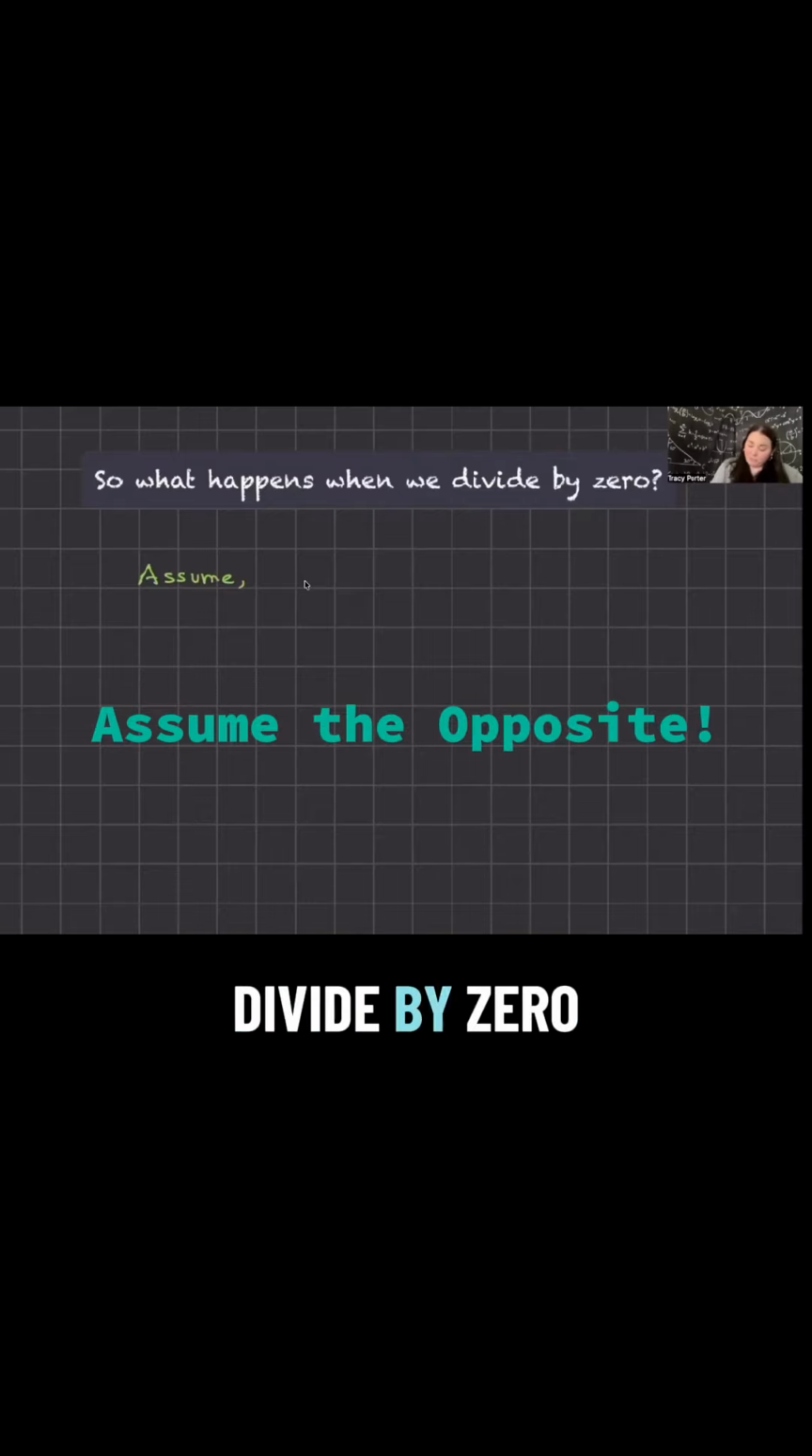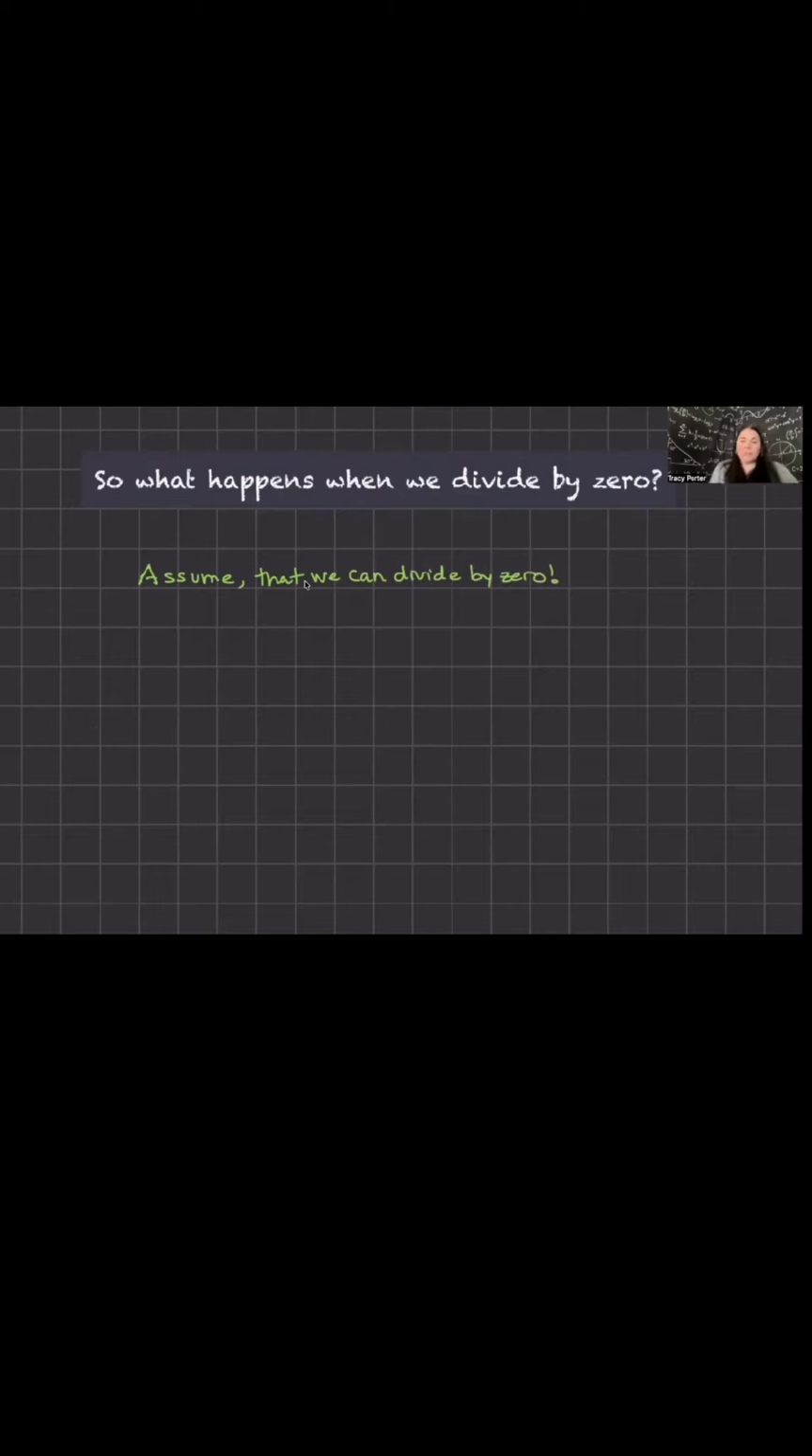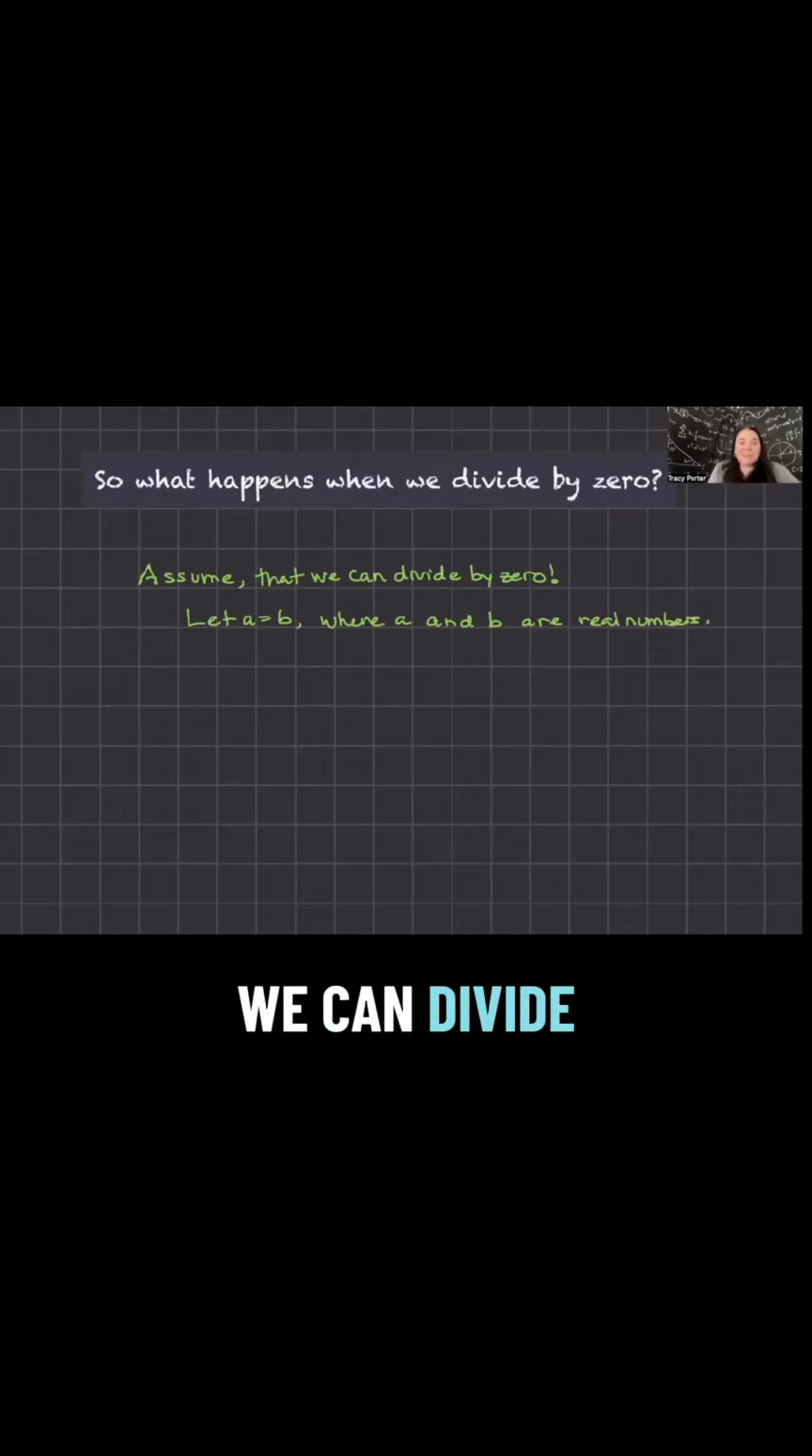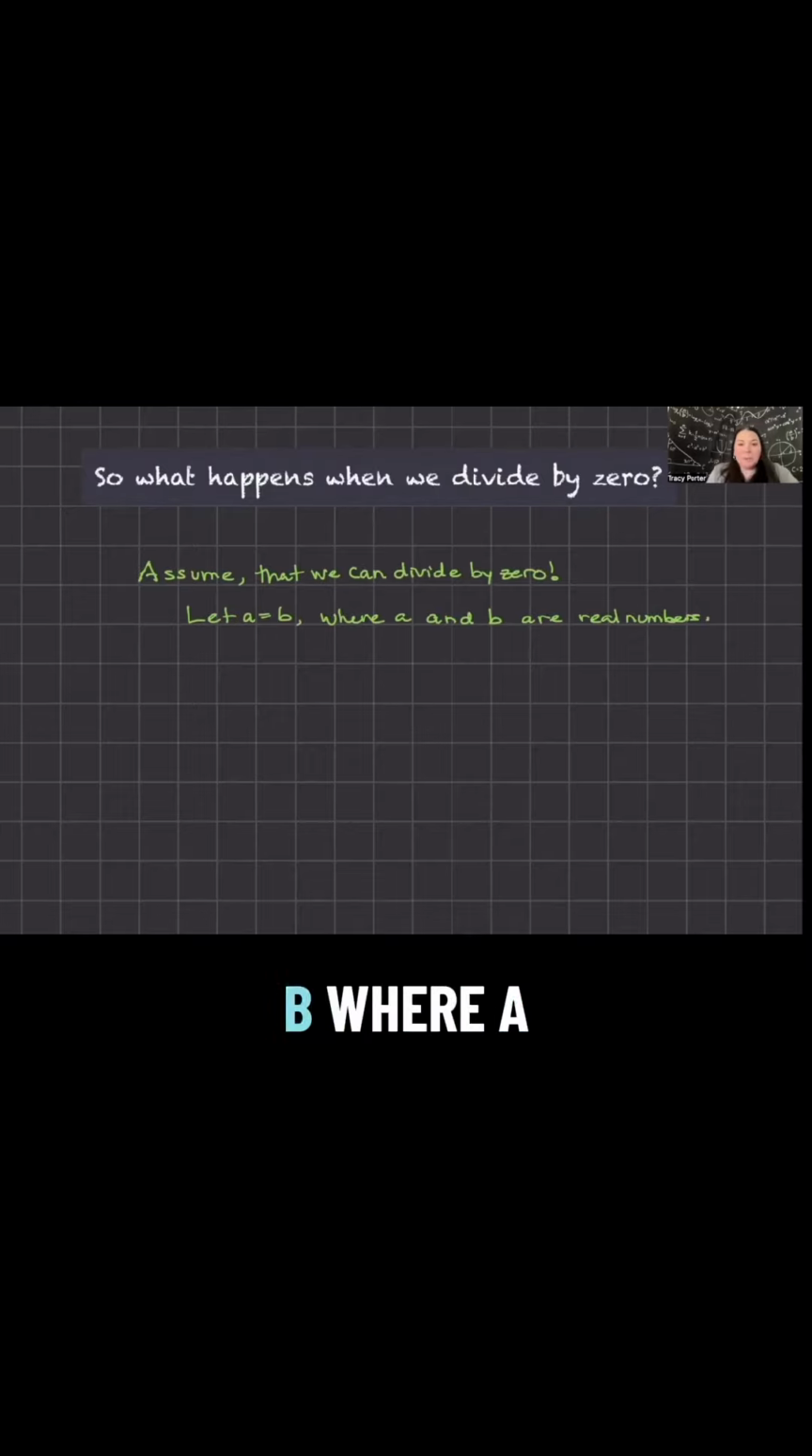that we can divide by zero. All right, assume that we can divide by zero. So we're going to go based off of that assumption. Now, let's also let A equal B, where A and B are real numbers. Okay, so that's our assumption that we can divide by zero. A is going to be equal to B, where A and B are real numbers.